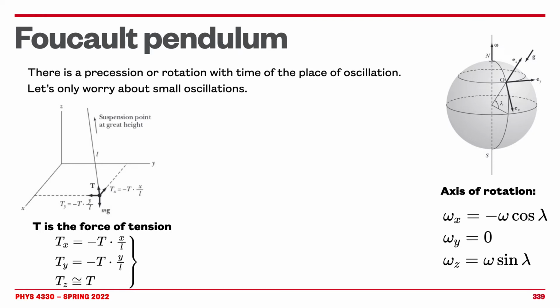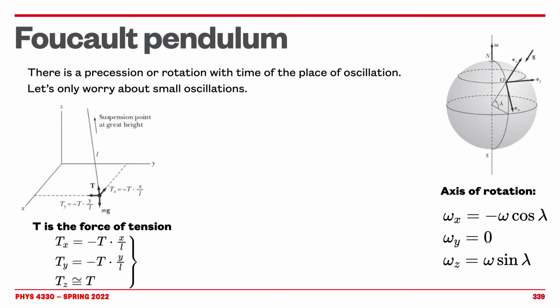So I just like to say Tz is almost equal to T. Of course, it's a little bit smaller than T. If it was equal to T, the norm would not be correct, but it's almost equal to T because we use a length of the pendulum that is extremely long. That means the projection is essentially the same as if it were infinitely long.